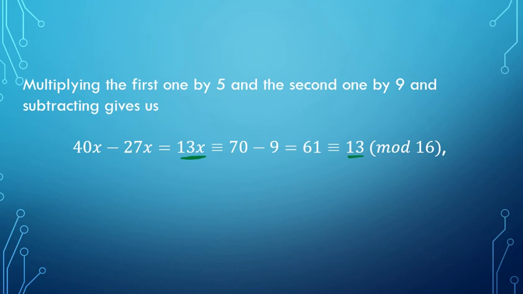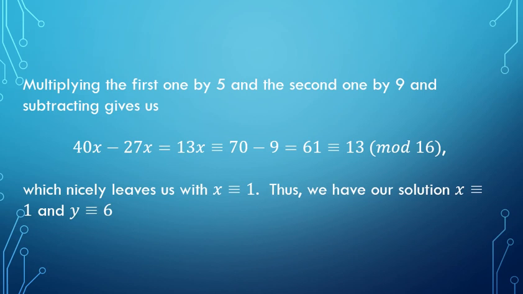Pretty straightforward here to see that x is congruent to 1 is going to be the value that you are looking for. So we found our unique solution to this particular problem here. X is congruent to 1 and Y is congruent to 6. You can check, substitute each of these values into the given system, and you will get both linear congruences to hold.